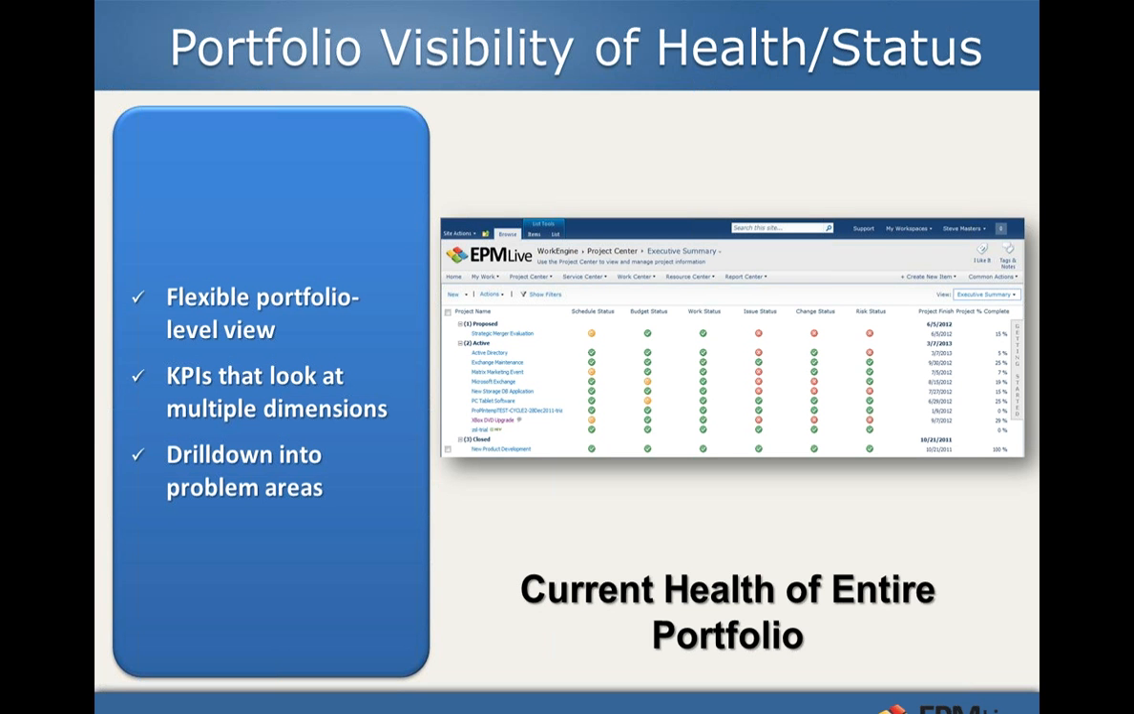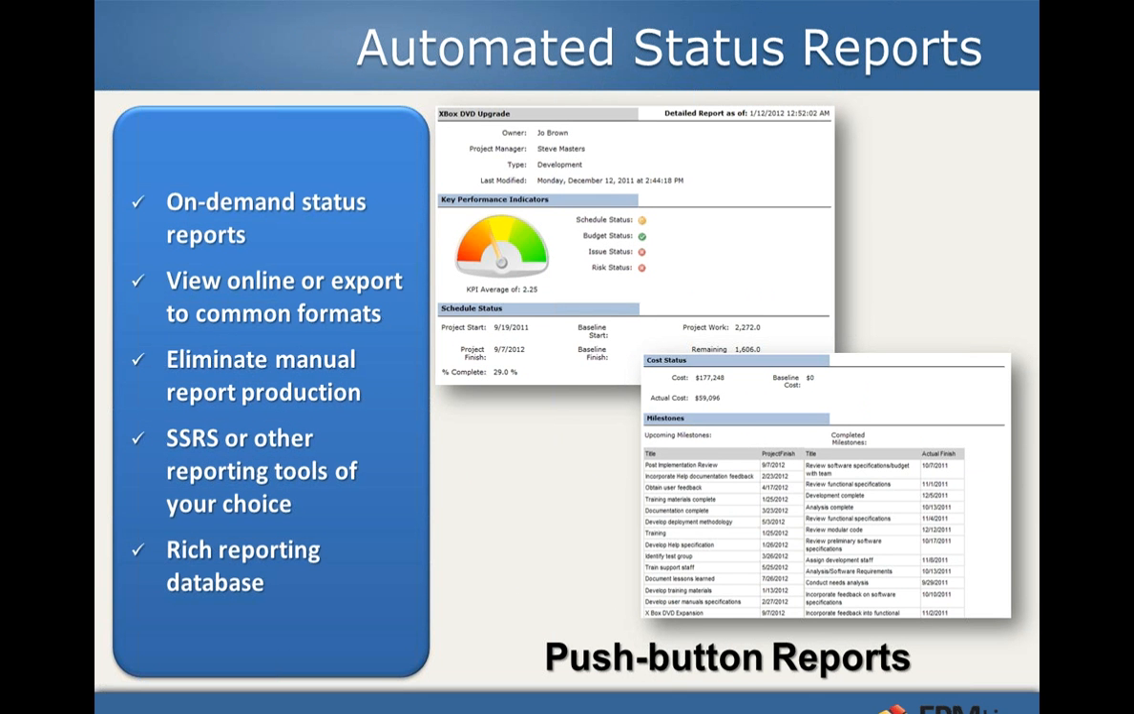Also, in this whole idea of reporting being a natural output of just managing the projects, we can have automated status reports, for example. So push button reports by just saying, I want to run a status report on this particular project, this Xbox DVD upgrade. Whatever content you want, we have templates out of the box for all of this, but here we get the KPIs, things like schedule and cost status, milestone completion. It can include things like issues and risks.